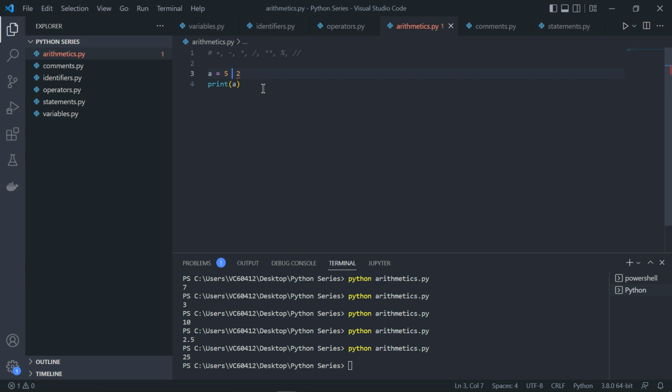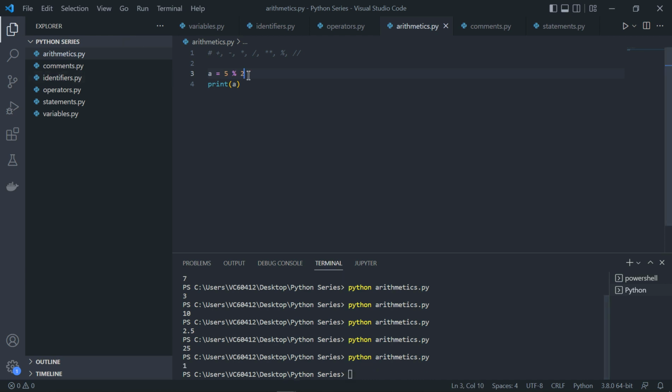Now, the next one. Let's do 5 modulo 2. Who can guess the answer for that? 5 modulo 2 should give me 1. Now, how did we get that? What does 5 modulo 2 mean? Let me write it down here. 5 modulo 2 is the result of the remainder of 5 divided by 2. Do we agree? Because the remainder of 5 divided by 2 is 1. That's how we got 1.